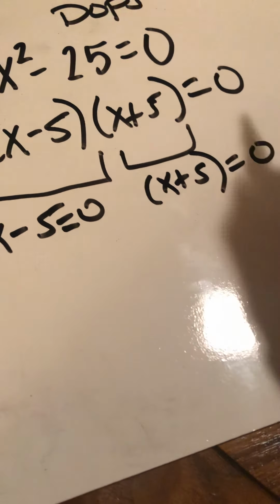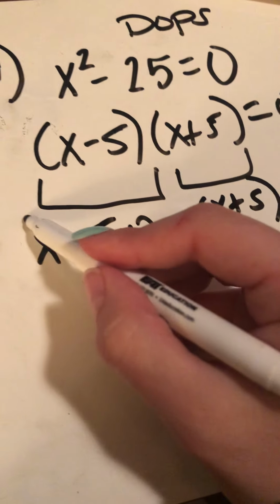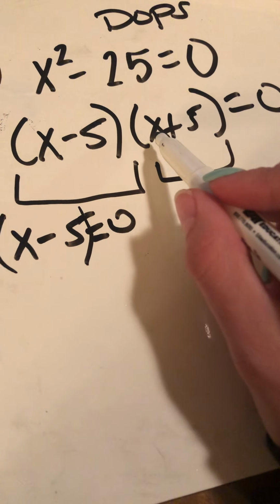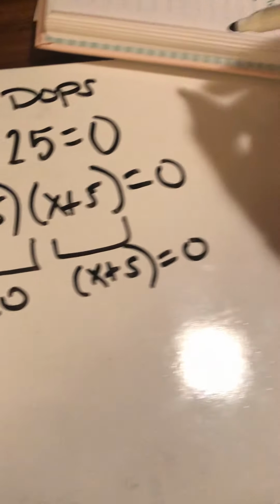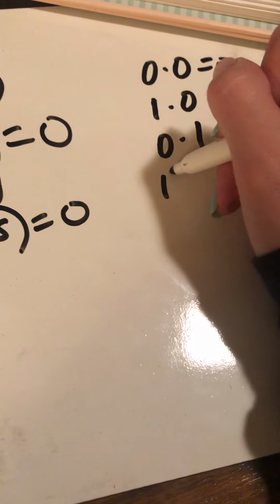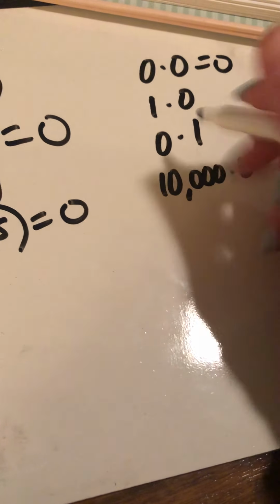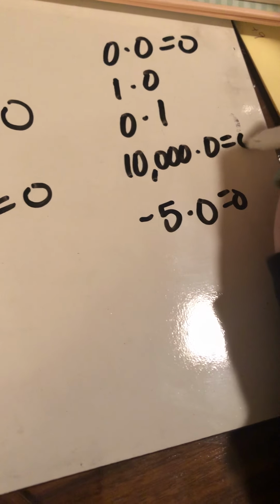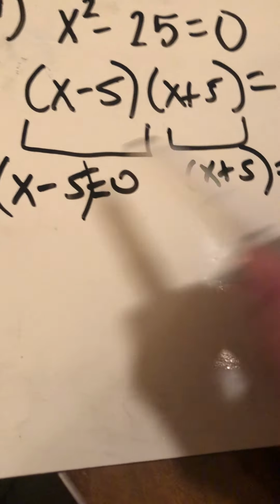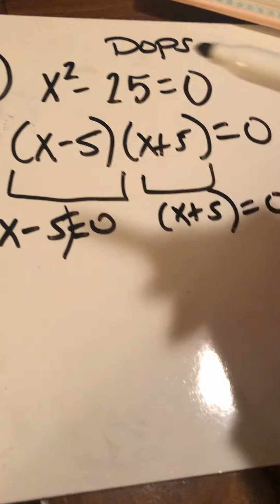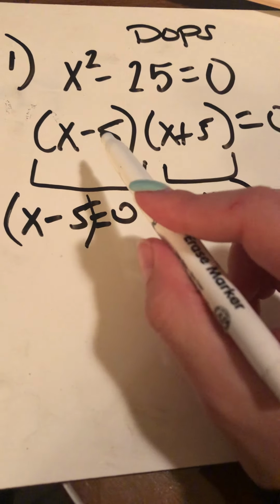And in this case, either one could be 0, right? When you multiply two things together, both don't have to be 0. If we want a product of 0, I can have 0 times 0, I can have 1 times 0, I can have 0 times 1, I could have 10,000 times 0, I can have negative 5 times 0. These all equal 0 no matter what, right? So we don't know which one of these values, there's technically two values that could get me 0, right?